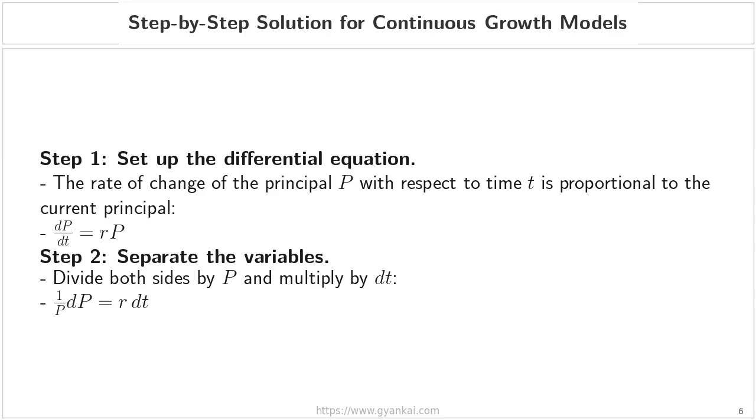Now that we have established the conceptual framework for continuous growth in the previous slide, let's move into the actual mechanics of solving the interest problem. Step-by-step solution for continuous growth models, continued. Now that we have successfully separated our variables in the previous step, placing all the P terms on the left and the time terms on the right, we move on to step 3, which is to integrate both sides of the equation. We are looking at the integral of 1 over P with respect to dP, which is set equal to the integral of our constant rate, R, with respect to dt.